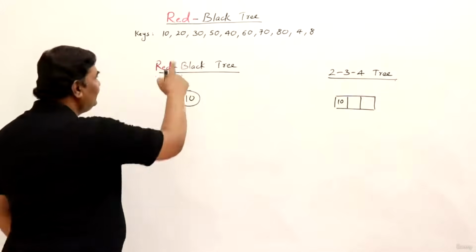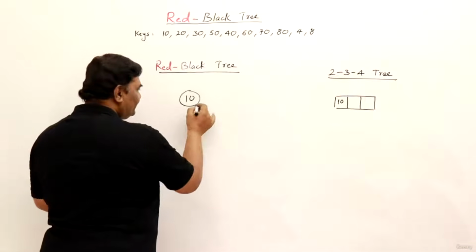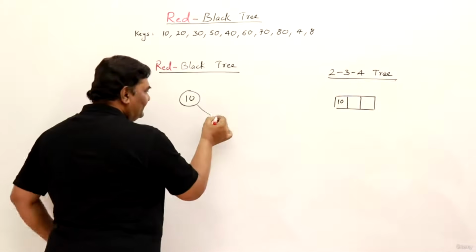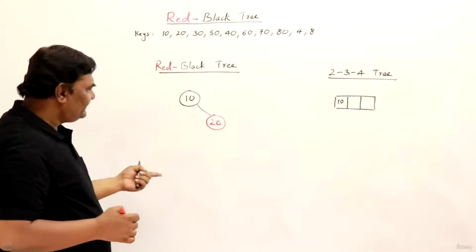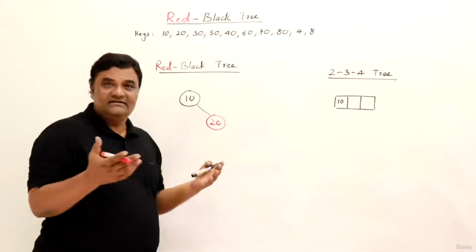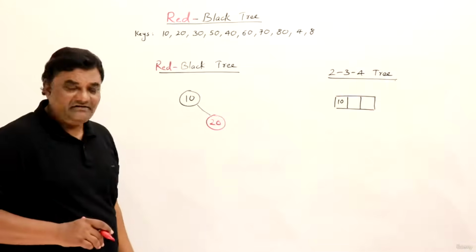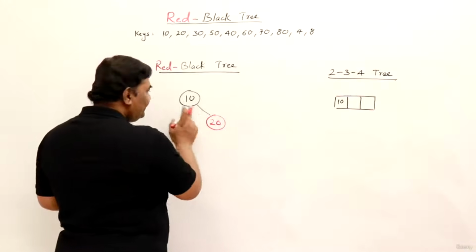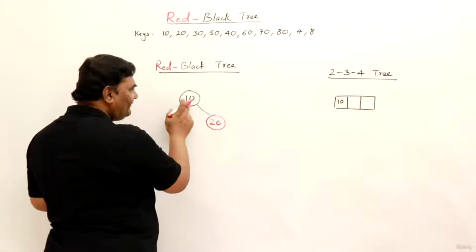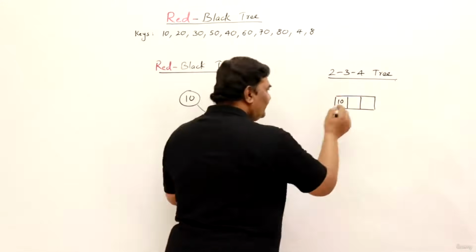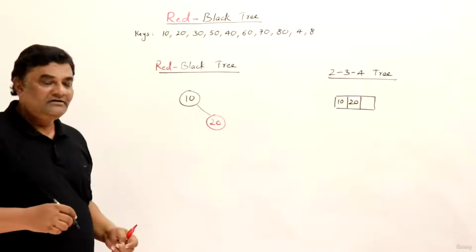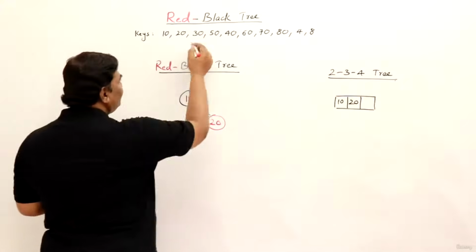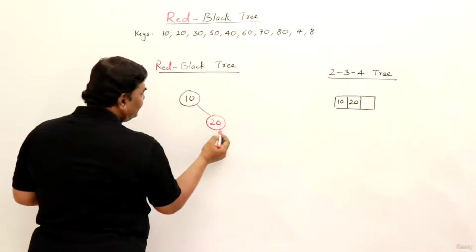Now next key 20. 20 is greater than this one, so it will come as a right child, and it is in red color. Every new node is red color. So when a new node is inserted, and if the parent is black, then no problem in a red black tree, right? Then this means it is on the right side of 10 in the same node. So 20 comes here. This is 20.